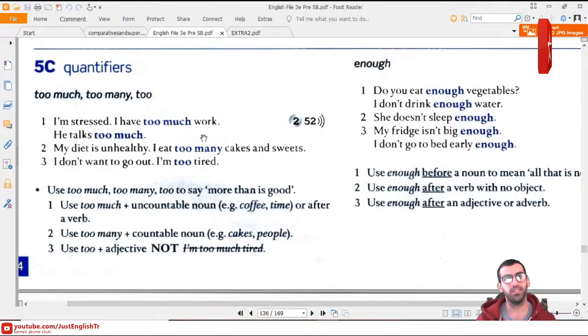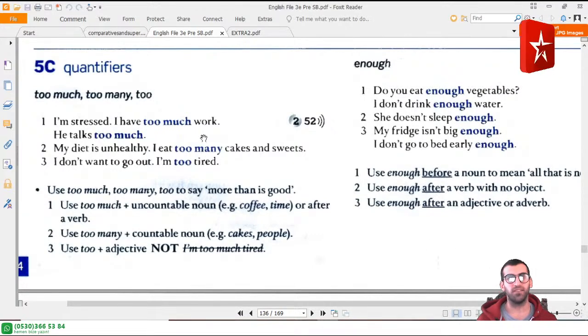I hope you got it. And the next one is about enough. Ayşe says, what about enough? Okay, enough means yeteri kadar. Yes, yeteri kadar. Like, it's enough, we say.